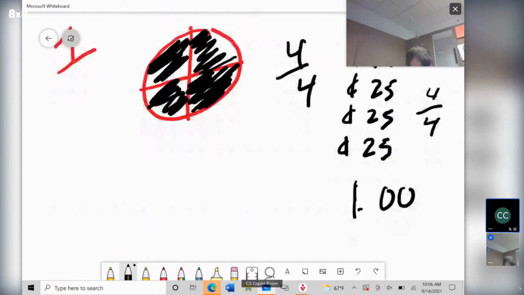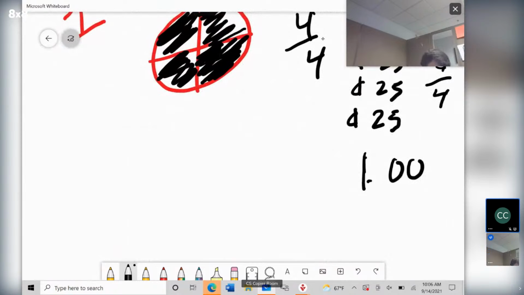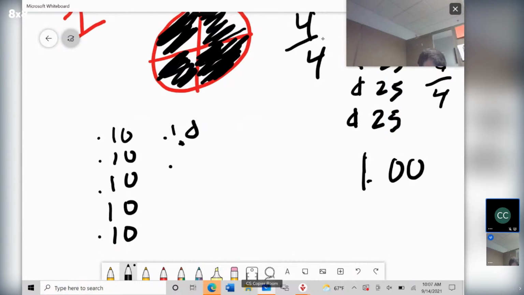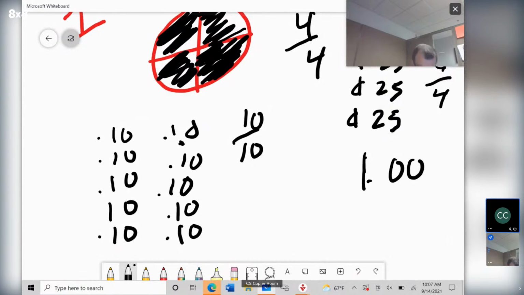So that's just a way for you guys to think about it. I know with money, it's easy. Like if we also did dimes, 10 cents, 10 cents, and so on, you have 10 dimes. So that would be 10 dimes over 10 dimes. But that's the same as $1. So if we add all these parts up and they equal 10, that's going to be $1. Okay, so a fraction is just part of a whole number.